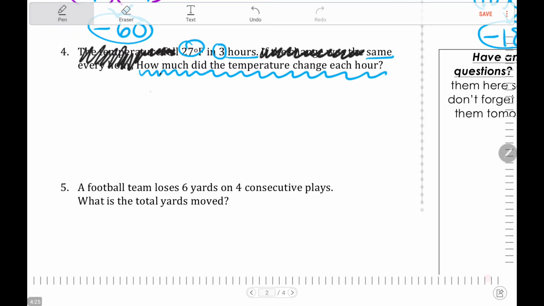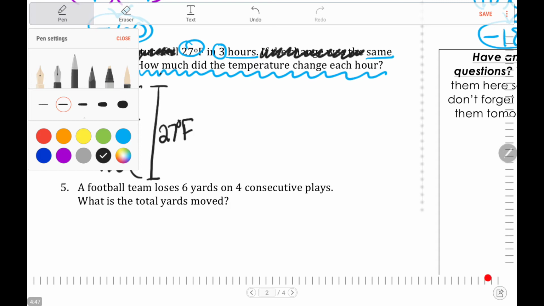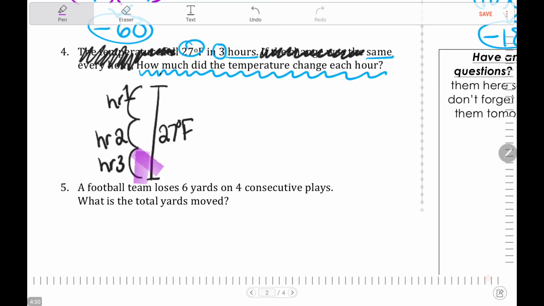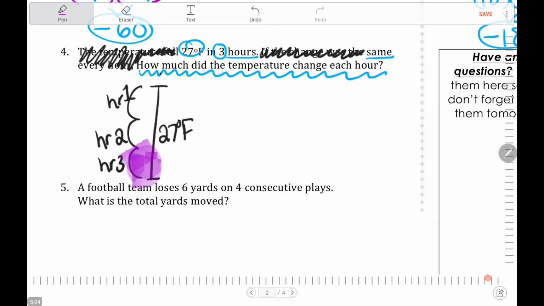Alright, so for 3 hours, hour 1, hour 2, hour 3, the whole change was 27 degrees. And we want to figure out just one section of that. We want to figure out what was happening in just 1 hour. So we're only focusing on this. There we go, that's a little bit better.